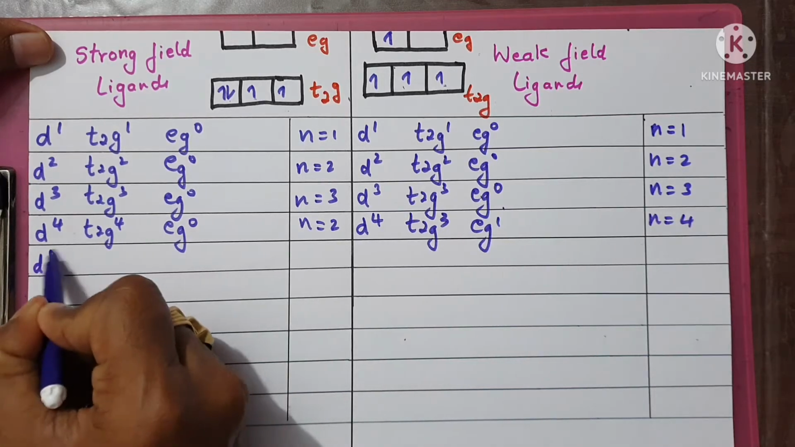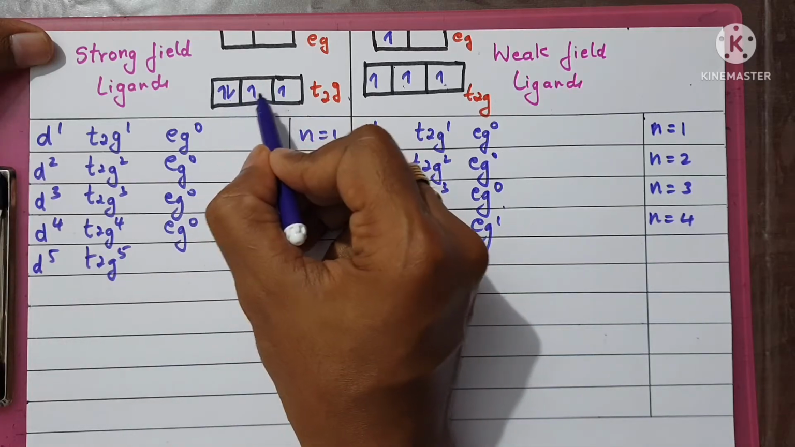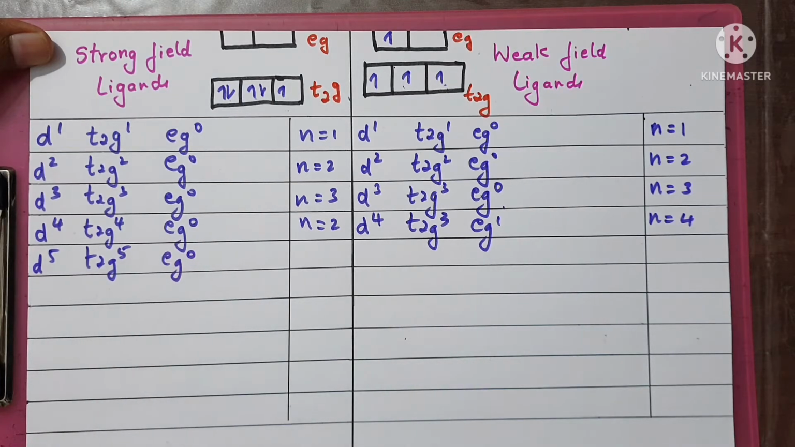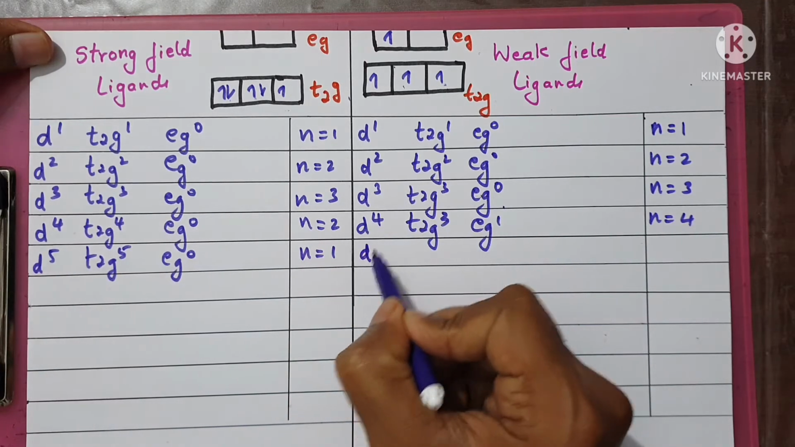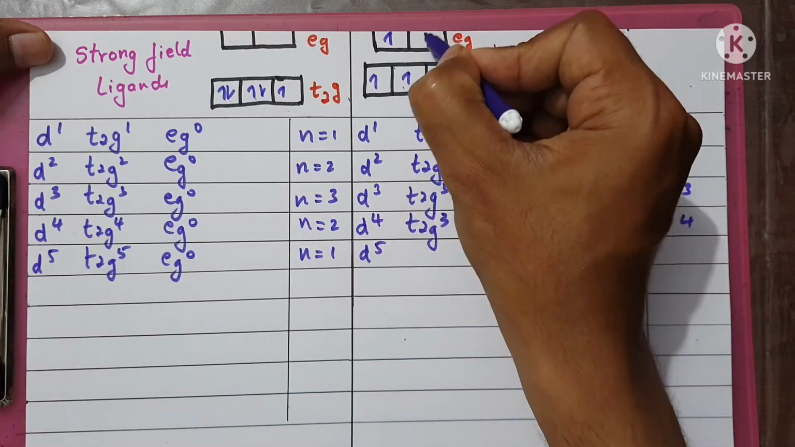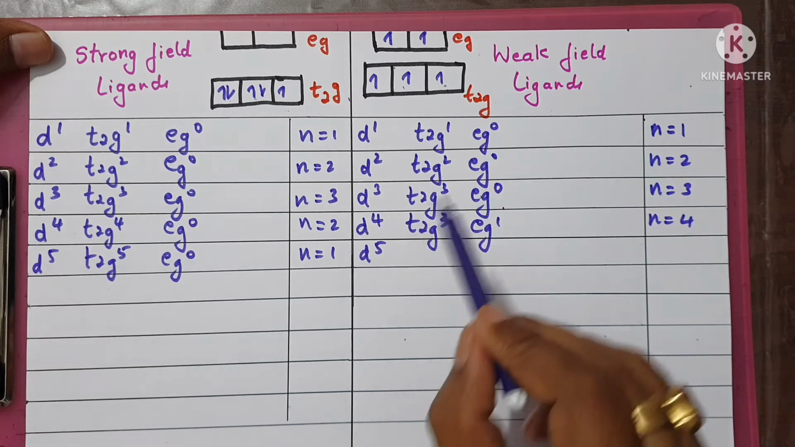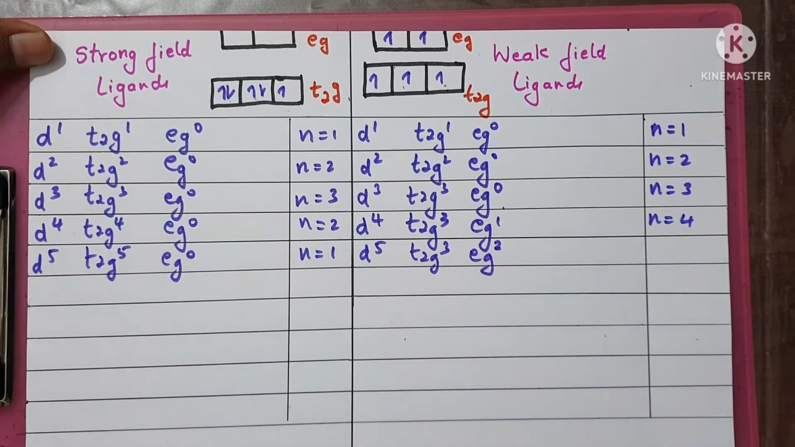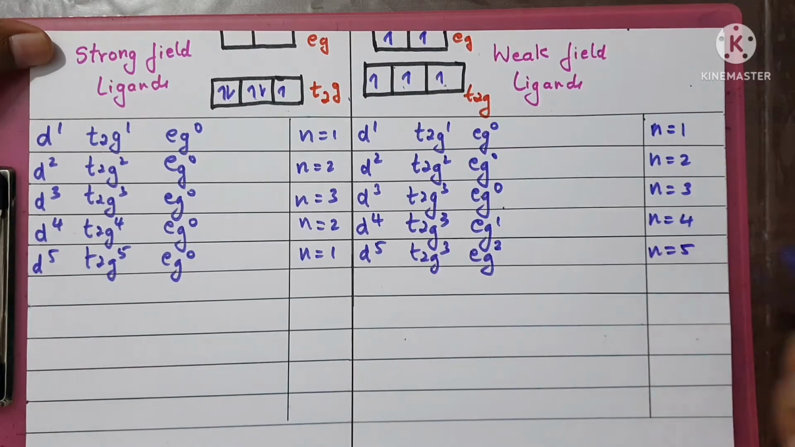I'll go for d5. t2g, 5. 1, 2, 3, 4, 5. t2g5. In eg there is no electron. Therefore, how many unpaired electrons? 1 unpaired electron. Therefore, n is equal to 1. I'll go for d5 for a weak field ligand. Therefore 1, 2, 3, 4, 5. So how many electrons are there now? Yes, now there are t2g3 and here it is eg2. Therefore, how many unpaired electrons? 1, 2, 3, 4, 5. Therefore, n is equal to 5.